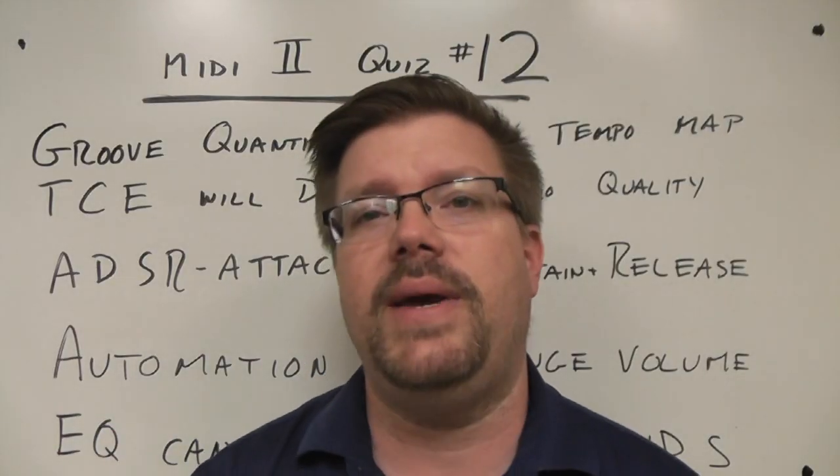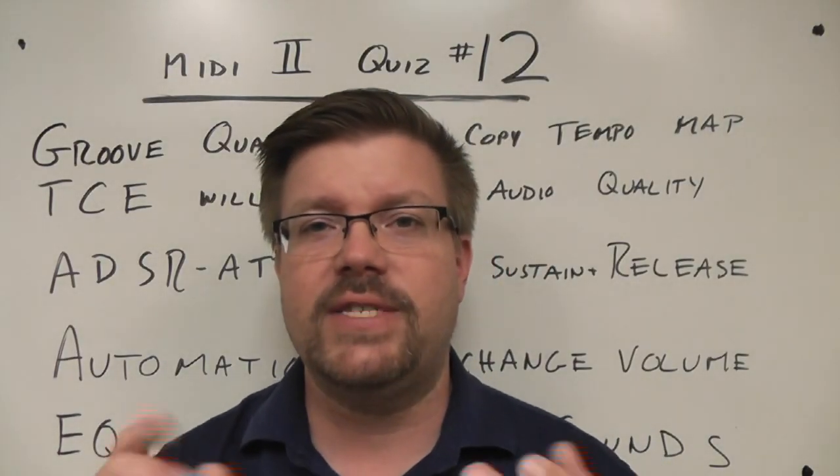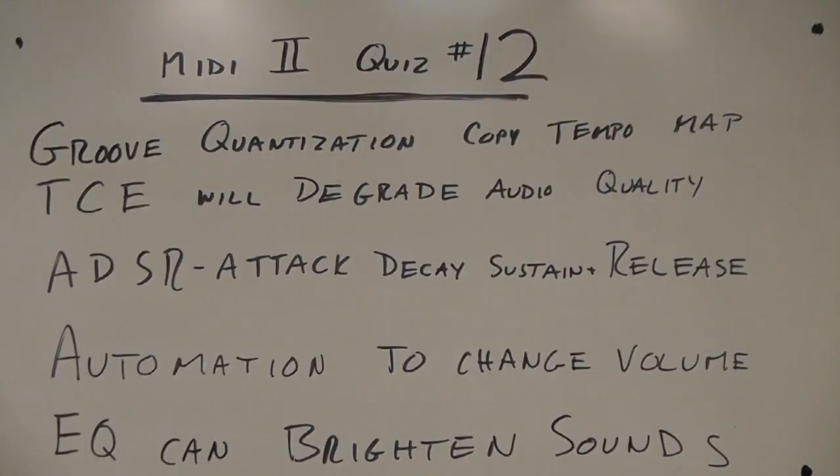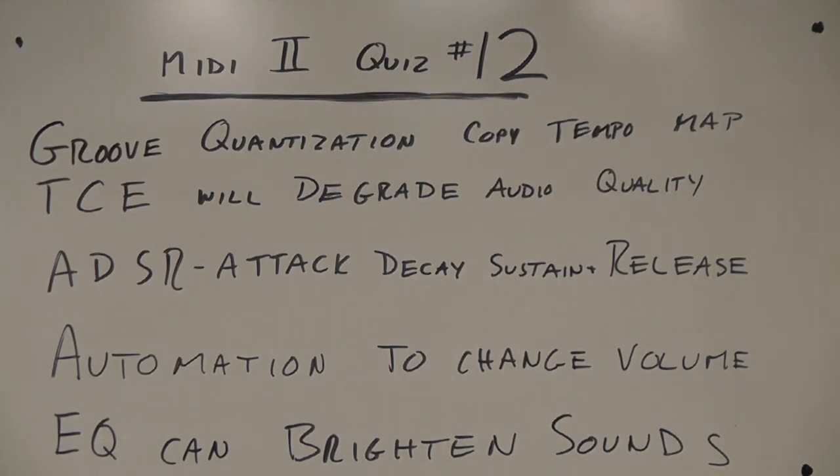We can use automation. If you have a sound or an instrument that's a little too dark, if you want to brighten it up, if you want to bring it forward in the mix, an equalizer is a good way of doing that.